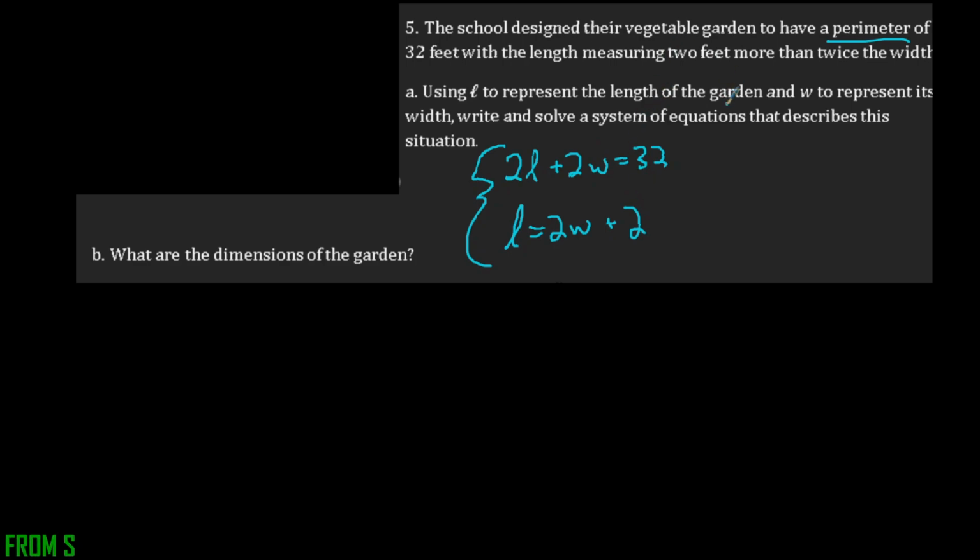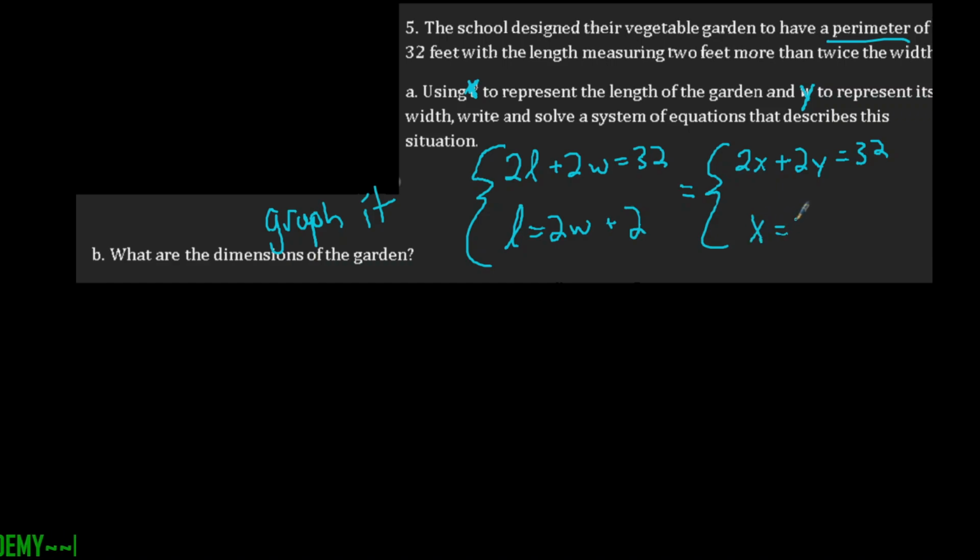Now, if I want to graph this system, I can change it so that I can use X and Y. So let's let X be the length and let's let Y be the width. So I can write my system like this: 2X plus 2Y equals 32, and then X equals 2Y plus 2. So now I can actually graph it on Desmos.